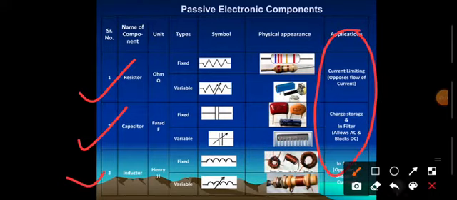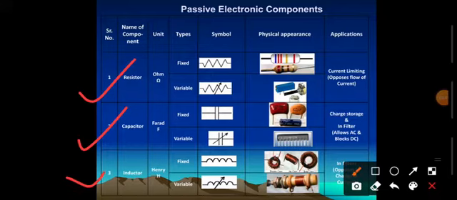In the last column you can see the applications of these components. The application of resistance is opposition to the flow of current, so its application is current limiting. The application of a capacitor is charge storage. It stores the charge and releases it whenever required. That's why it is used in filters: it allows AC and blocks DC.